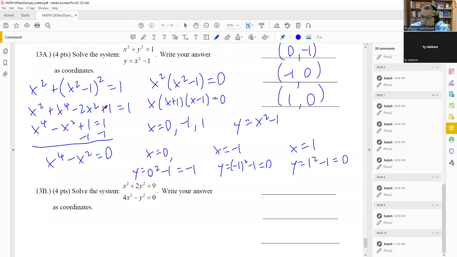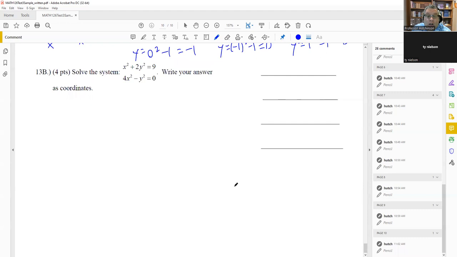Now, I wanted to do that one by substitution. Since we're going to do this one as well, this one I want to do by elimination. Elimination pretty much is the best way to solve this one, because if you tried to do 13b with substitution and solve for y, then you get plus or minus, and that's going to make things more confusing. You have square roots and everything else. So you definitely don't want to use substitution on this. You want to use elimination.